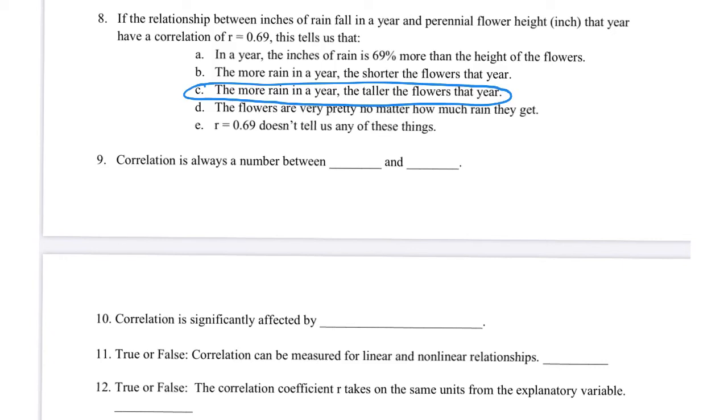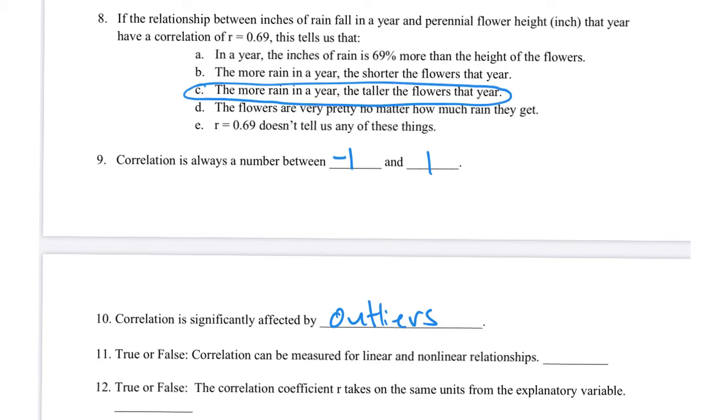But we know that's not right. For number 9, correlation is always a number between -1 and 1. It can be 0, it can be anything up to 1, and it can be anything down to -1. For 10, correlation is significantly affected by outliers. Remember, outliers are numbers that are really big or really small compared to the rest of the numbers.